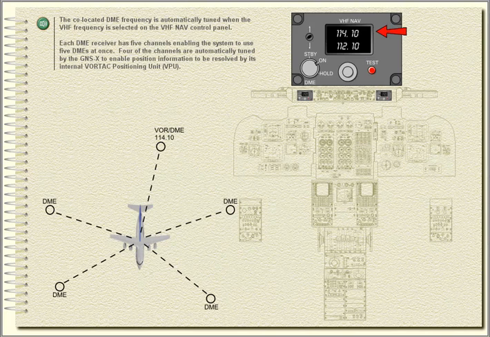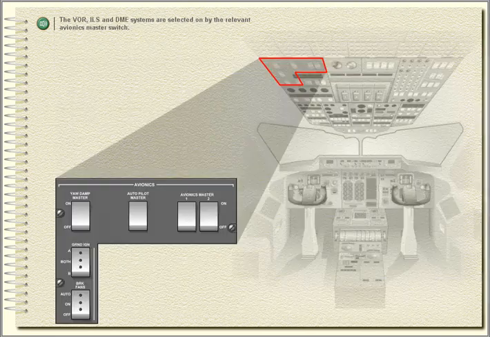The co-located DME frequency is automatically tuned when the VHF frequency is selected on the VHF nav control panel. Each DME receiver has 5 channels, enabling the system to use 5 DMEs at once. 4 of the channels are automatically tuned by the GNSX to enable position information to be resolved by its internal VORTAC positioning unit, VPU.